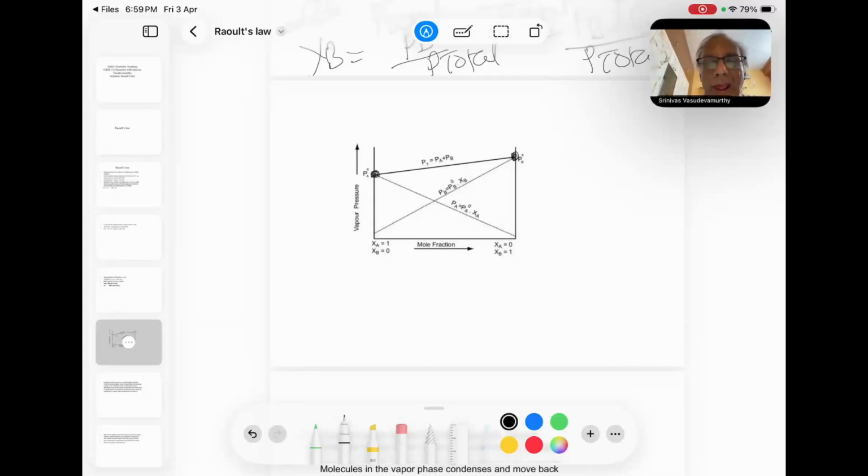And the dotted lines show the vapor pressure at different mole fractions. And the thick line you can see shows the total pressure, PT equal to PA plus PB. So I can find out the total pressure at any mole fraction. I can also find out the partial vapor pressure of A and the partial vapor pressure of B at any mole fraction here.